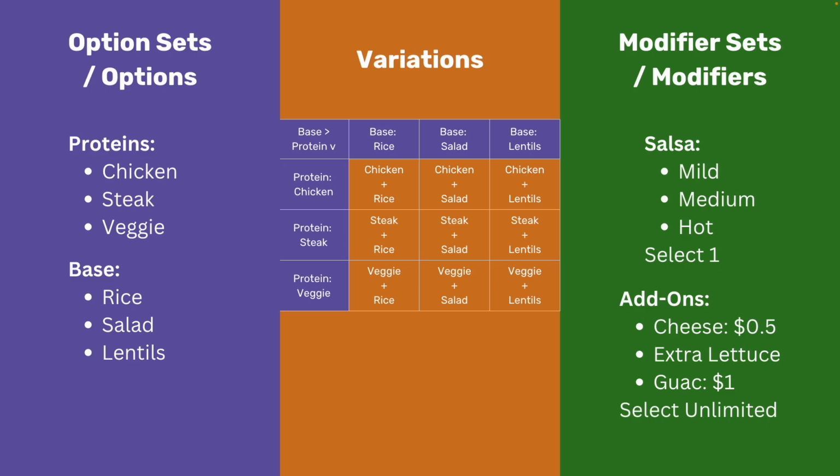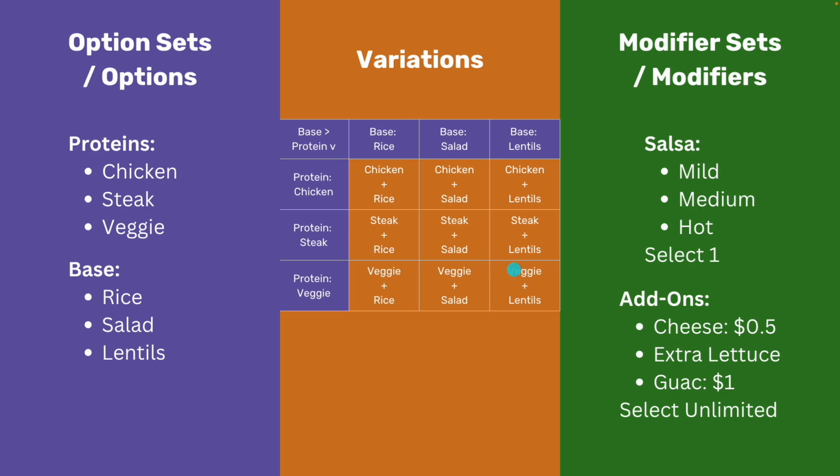But basically, option sets are sets full of options, so they nest into each other. So an option set might be proteins right here, and then the options inside of it would be chicken, steak, veggie in this example. Same thing with base. We have the base option set, which is rice, salad, and lentils. And then what this does, as the visual depicts, it pushes into variations, and it multiplies across each option set. We started with 3 of each, now we multiply across and we get 9. So this multiplies across each.